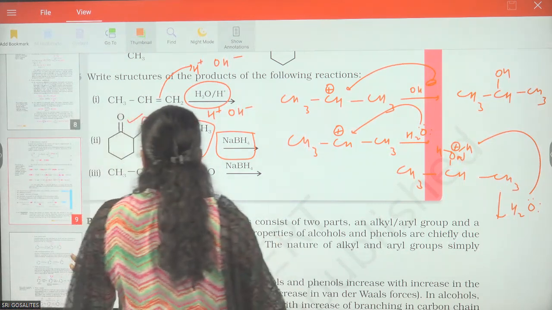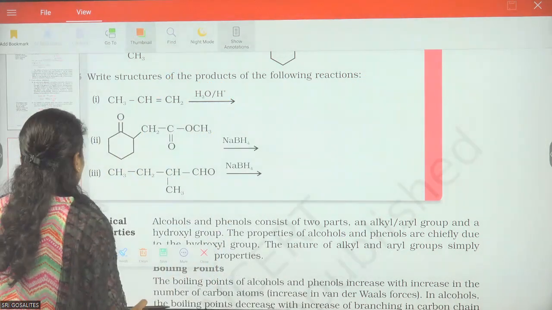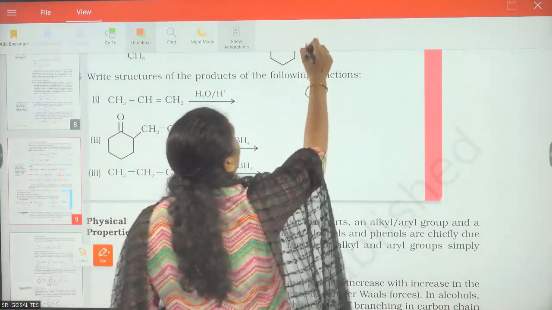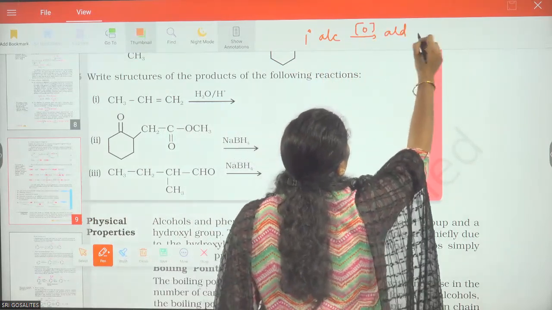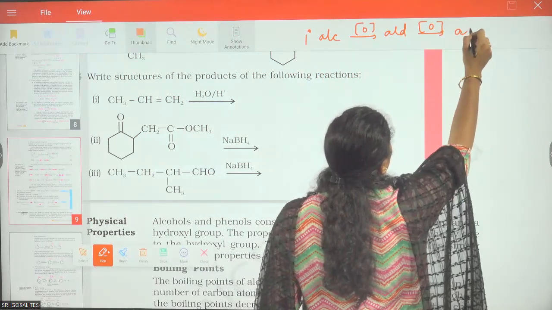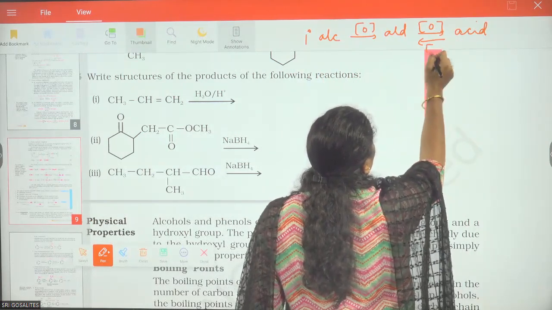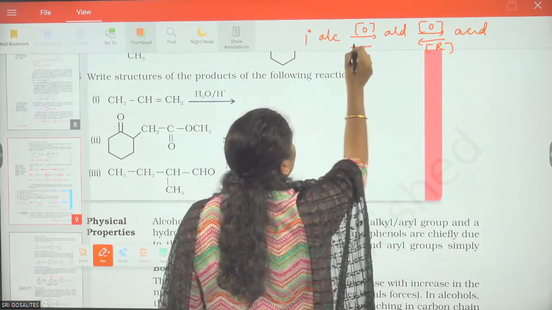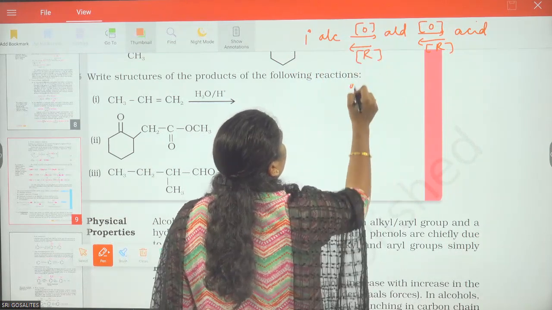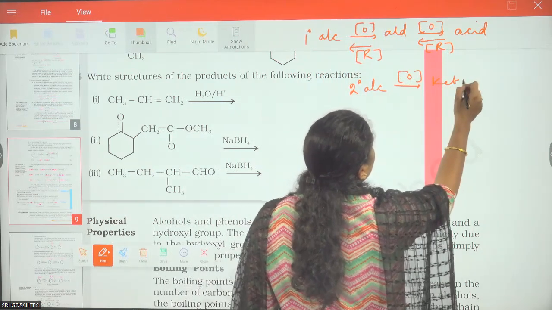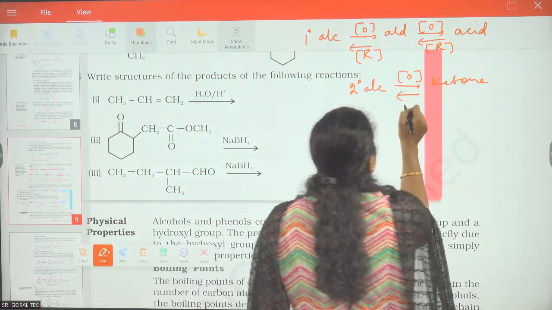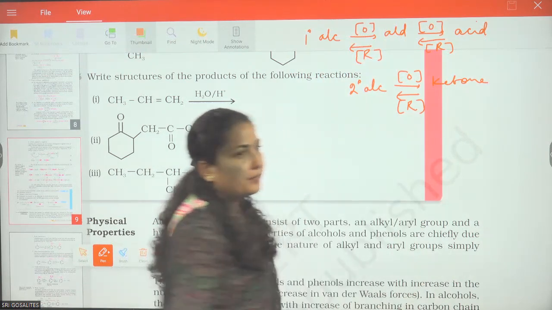And always remember one thing here, that 1 degree alcohol on oxidation gives you aldehyde, and aldehyde on oxidation gives you acid. So one step, if reduction is possible, it will take to this, and again reduction like this. Similarly, 2 degree alcohol on oxidation should give you a ketone, right? And ketones are difficult to oxidize. That's the reason we are not writing further.